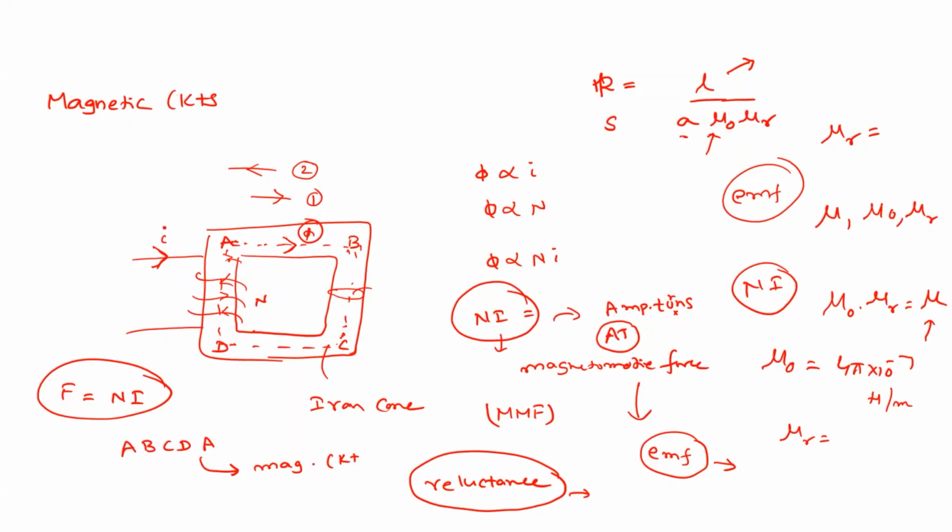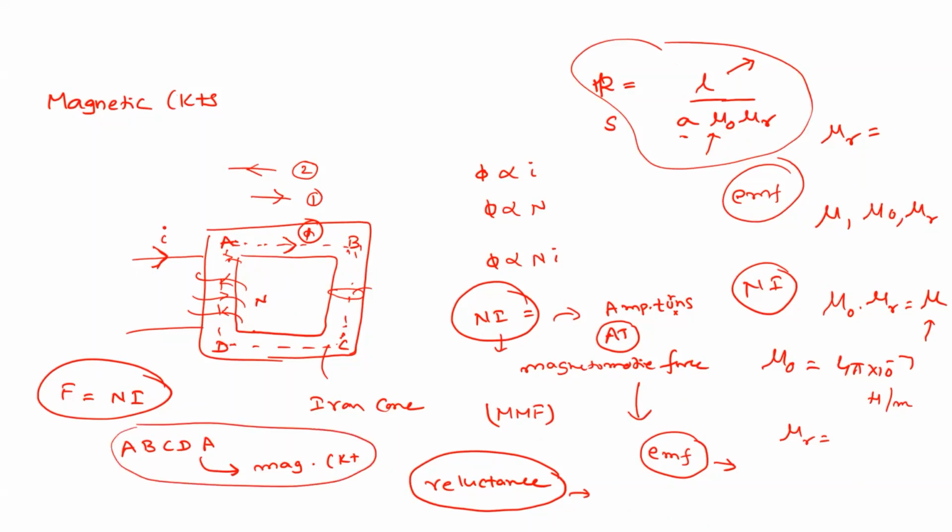So we have other definitions. You might have studied them. The reluctance formula is 1 upon mu naught mu r, into L by A. L is the length of the magnetic circuit. So this is ABCD, right? So that is the length of the magnetic circuit.